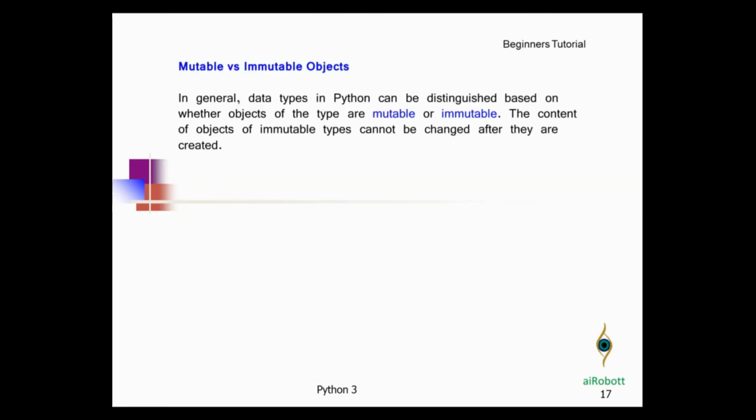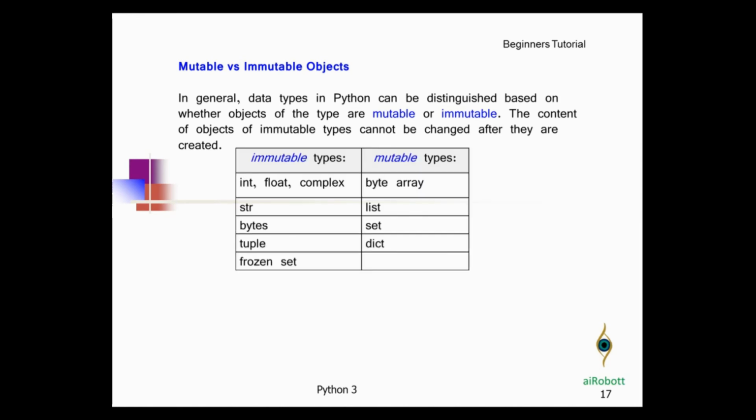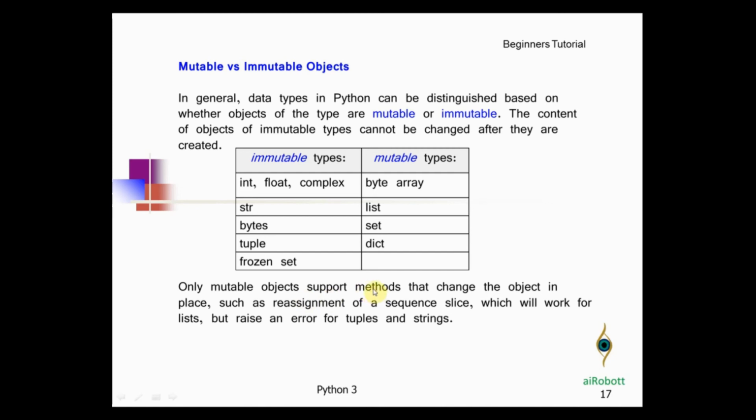Let's see the difference between mutable and immutable. In general, data types in Python can be distinguished based on whether objects of the type are mutable or immutable. The content of objects of immutable types cannot be changed after they are created. Here is the list of the immutable and mutable types. Immutable types: integer, float, complex, string, bytes, tuple, frozen set. Similarly, byte array, list, set, dict are the mutable types. Only mutable objects support methods that change the object in place, such as a reassignment of a sequence slice, which will work for lists but raise an error for tuples and strings.